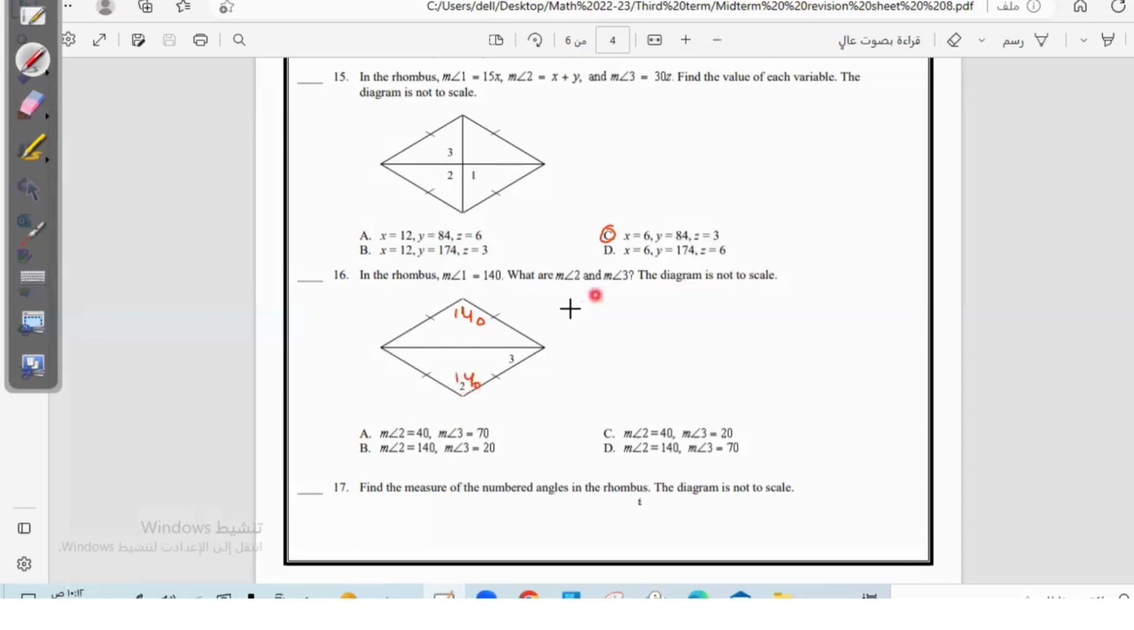We will subtract 40 from 180, so it's going to be 140, and angle 3 is going to be 20. So angle 1 equals 40, angle 2 equals what? 140, angle 3 equals what? 20. D or B? B, yes, correct.